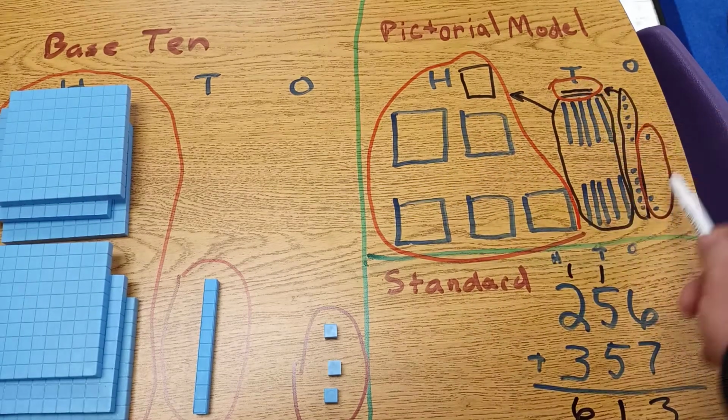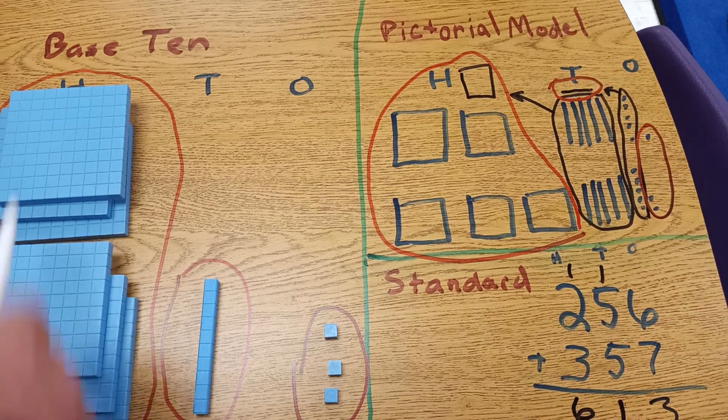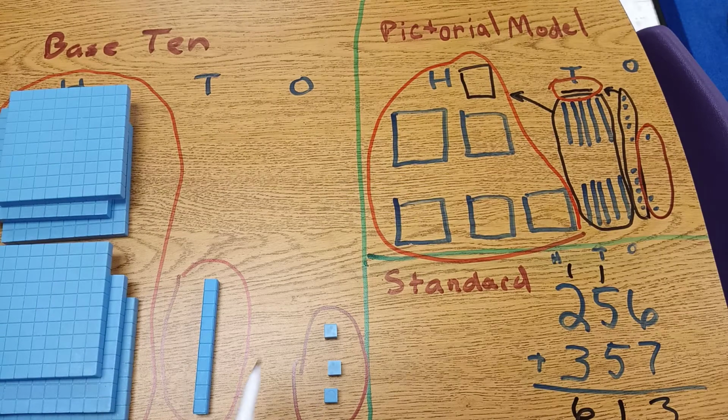600, 10, and 3 ones is 613 in the pictorial way. And 600, 10, and 3 ones is 613 using base 10 blocks. So that's just 3 different ways that we can use to do addition, especially with the regrouping.